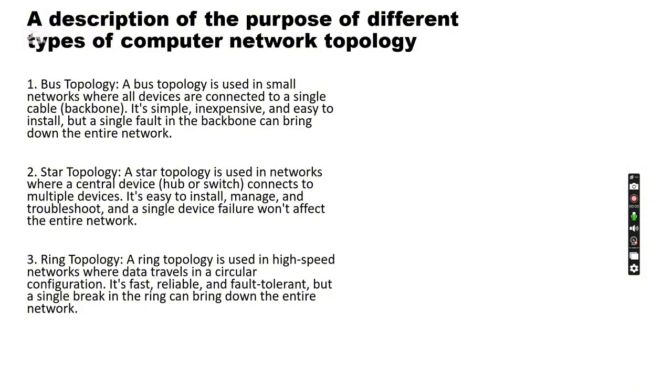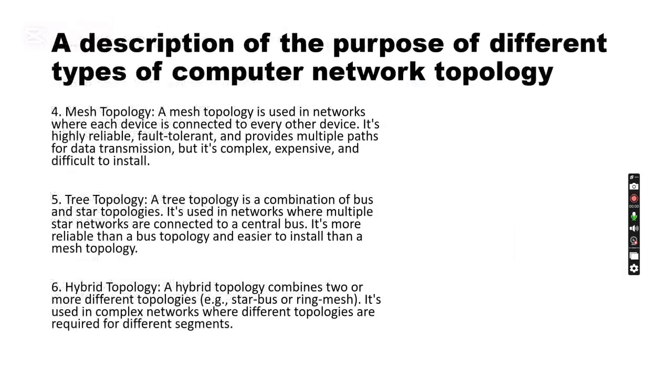Ring topology. A ring topology is used in high-speed networks where data travels in a circular configuration. It's fast, reliable and fault-tolerant, but a single break in the ring can bring down the entire network. Mesh topology. A mesh topology is used in networks where each device is connected to every other device. It's highly reliable, fault-tolerant and provides multiple paths for data transmission, but is complex, expensive and difficult to install.